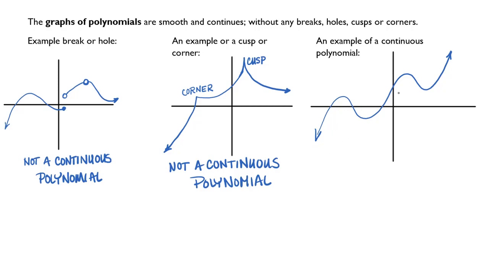Think of it as, can I actually walk on this if this was a hill and I was looking at elevation? Might be a little steep, but yes, there's no holes where you're going to fall through into a ravine. There's no cusps where you're going to impale yourself. And there are no corners where you might fall back down the hill. So this is an example of a continuous polynomial.